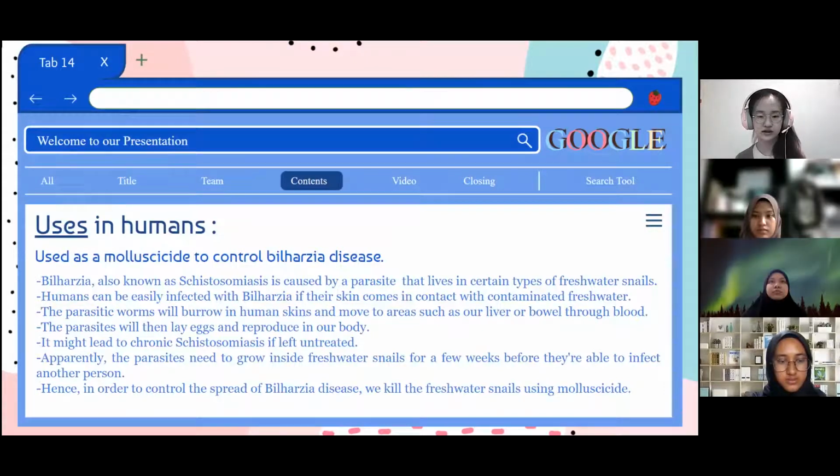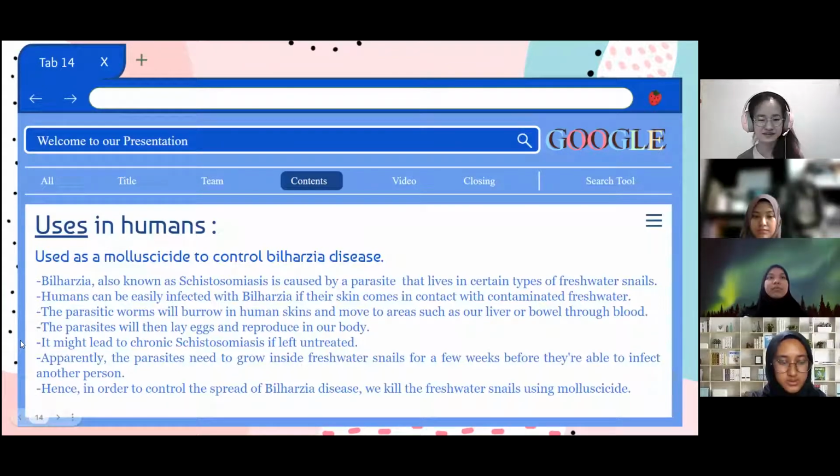Think about it. It's quite scary, as the parasite will burrow in our skin, enter our bloodstream, and lay eggs in our body. By using copper sulfate as a molluscicide, we kill the freshwater snails and control the spread of Bilharzia disease. The concept is: no freshwater snails, no Bilharzia disease.